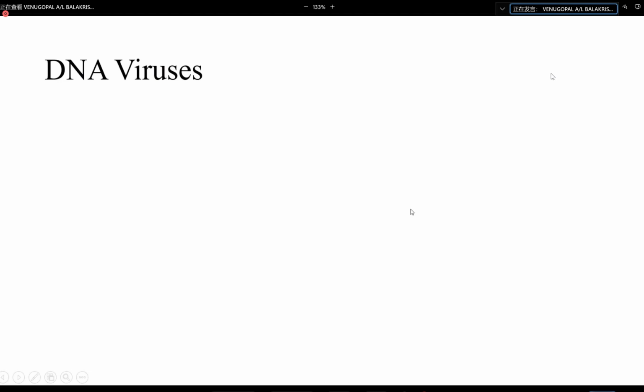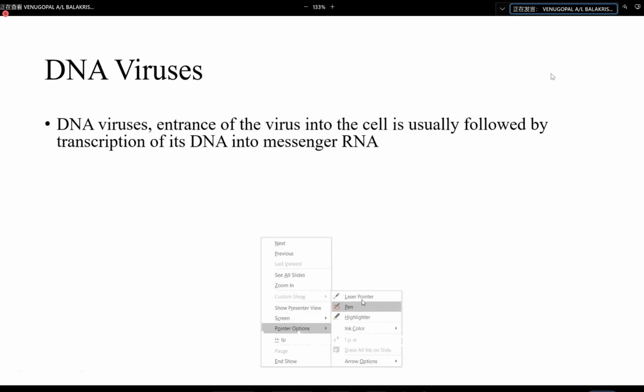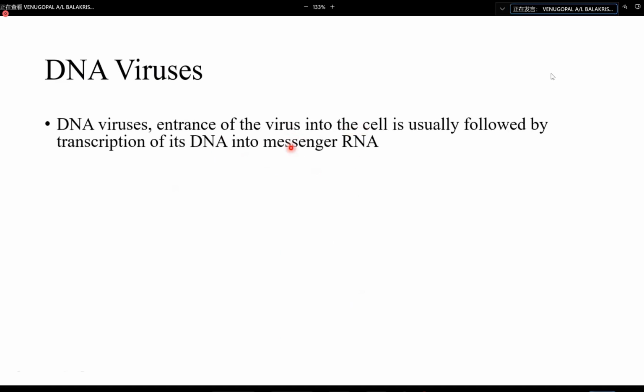For DNA viruses, there were marks because previously it was an assignment question to explain. If you look at DNA viruses carefully here, entrance of the virus into the cell is usually followed by transcription of its DNA into messenger RNA. Because it has already reached latency, when the virus enters the cell and integrates into the genome, the DNA of the virus will be converted to messenger RNA, mRNA. How does this happen? It is done by the cell because the viral DNA is already integrated into the host.